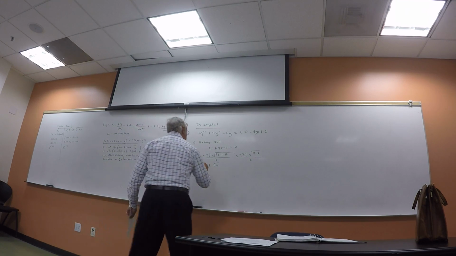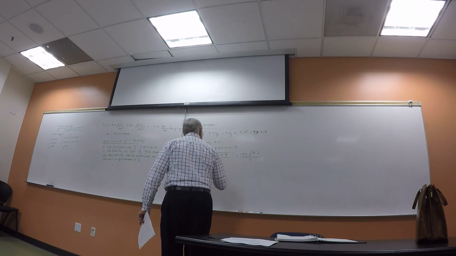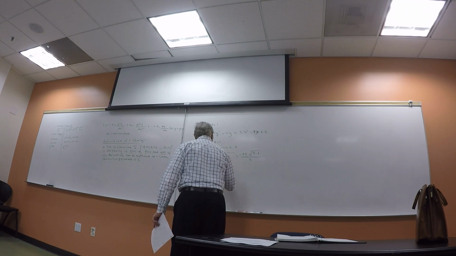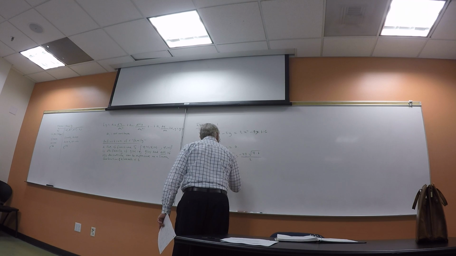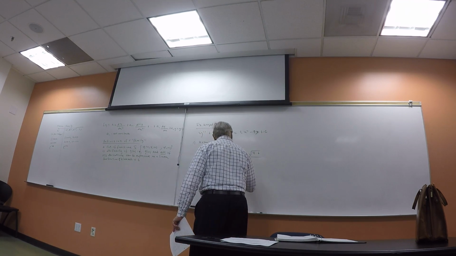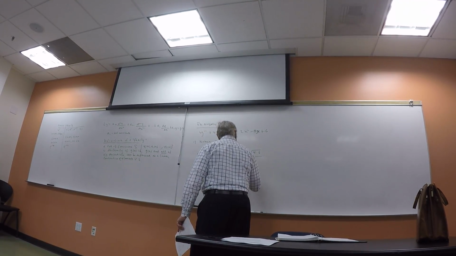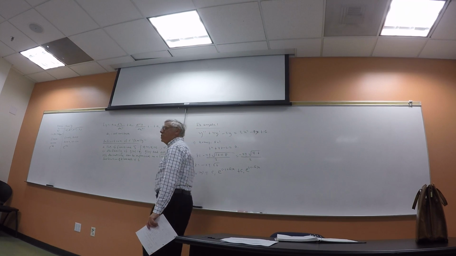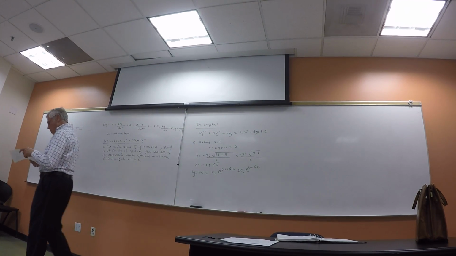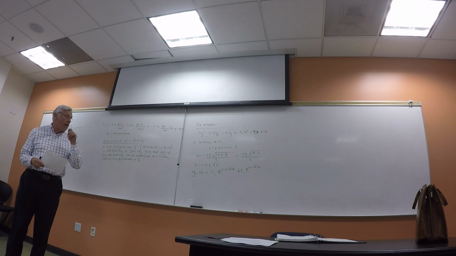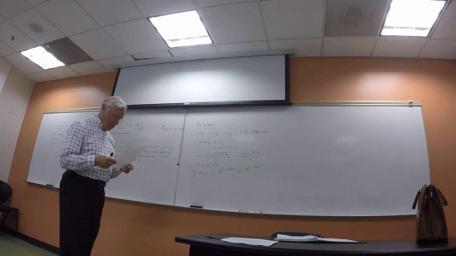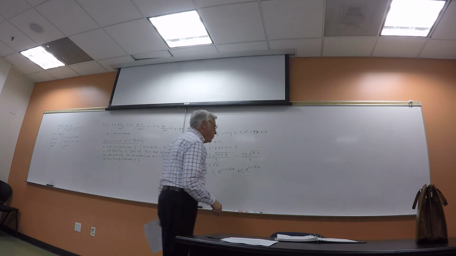So the complementary solution looks like some constant, c sub 1, e to the power of (-2 + √6)x, plus another arbitrary constant, c sub 2, exponential of (-2 - √6) times x. That's the solution of the associated homogeneous equation, where c1 and c2 are arbitrary constants. Okay, now let's tackle the particular solution.